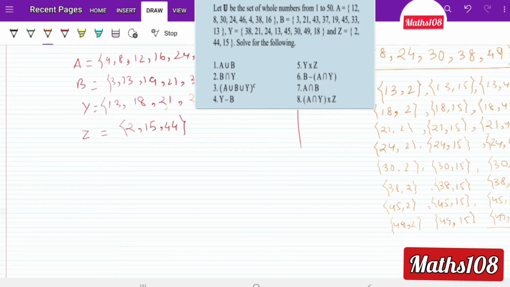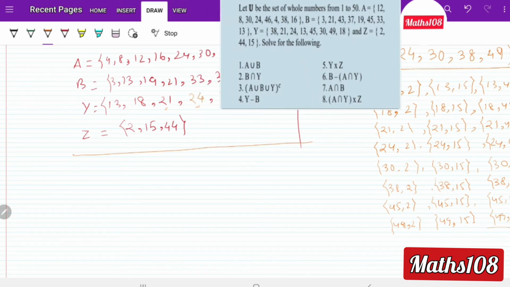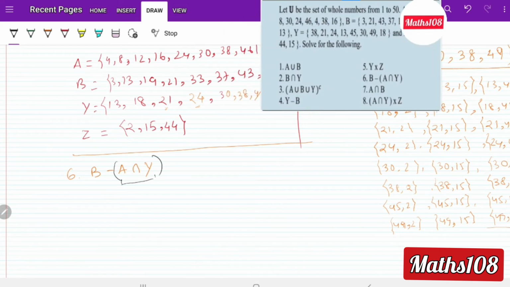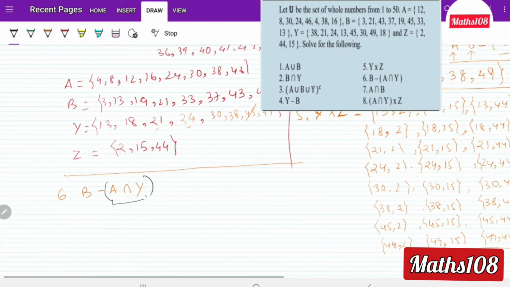Next, let's talk about the fourth term. B minus A union Y. So first we need to take the bracket first. We need to check any common elements of A and Y, and we need to subtract that from the elements of B. So A and Y, let's check over here.